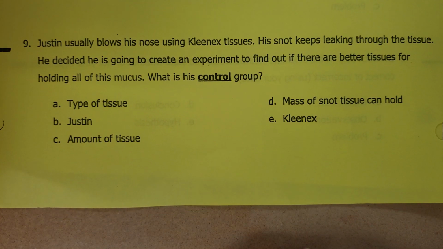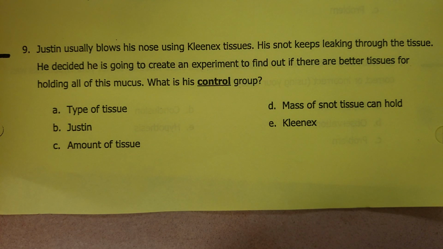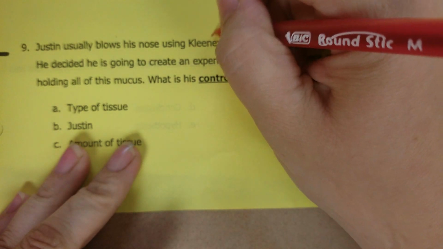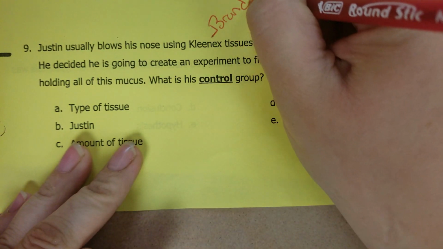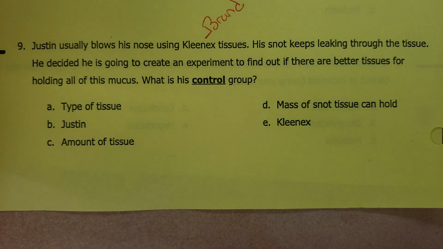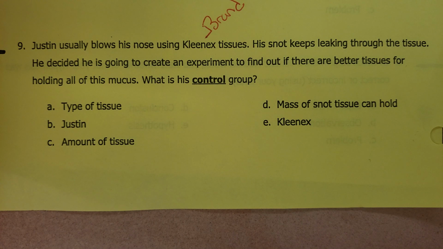Question number 9 states, Justin usually blows his nose using Kleenex tissues. Now remember, this is where I'm going to write in a different color here. Kleenex is a brand of tissue. A lot of people just say, can I have some Kleenex? Kleenex is technically a brand of tissue. It's very popular. Now, Justin's having a problem because it says his snot keeps leaking through the tissue. He decided he is going to create an experiment to find out if there are better tissues for holding all of his mucus. What is the control group?